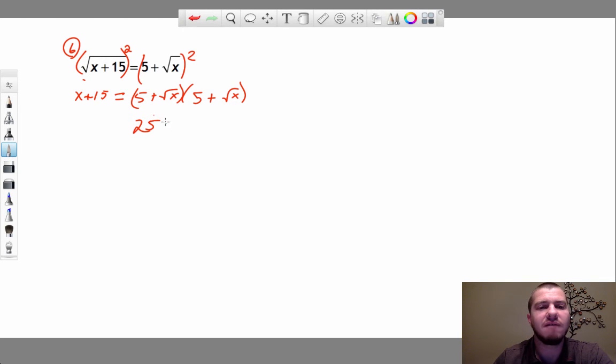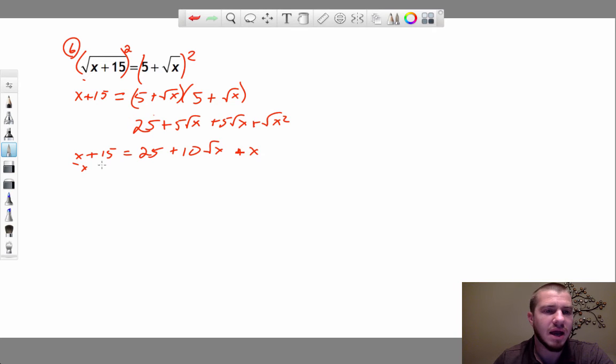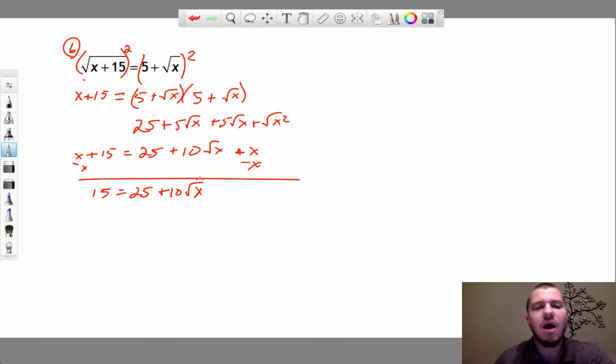I get 25 plus 5 square root of x plus 5 square root of x plus square root of x squared. And this will simplify. So I have x plus 15 is equal to 25 plus 10 times the square root of x plus x, and solve from here. I can subtract x and subtract x. I have 15 is equal to 25 plus 10 square root of x. And now I have another radical, so now I basically start over.